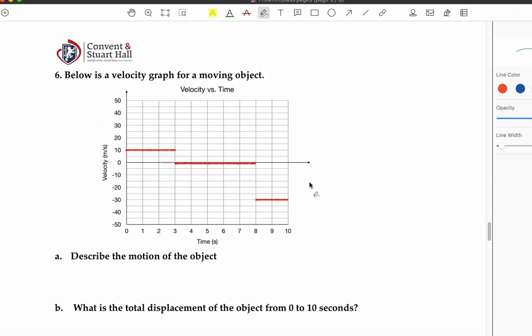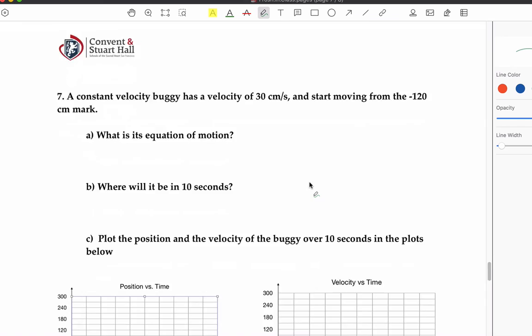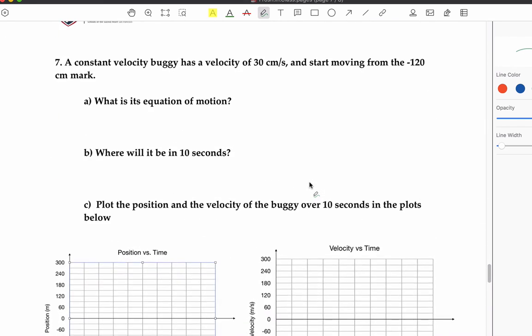I'm going to have you do number 6, 7, and 8 on your own. I'm going to give you one hint for number 7. I'm going to give you the equation of motion. Just remember that this is V naught and this is X naught.